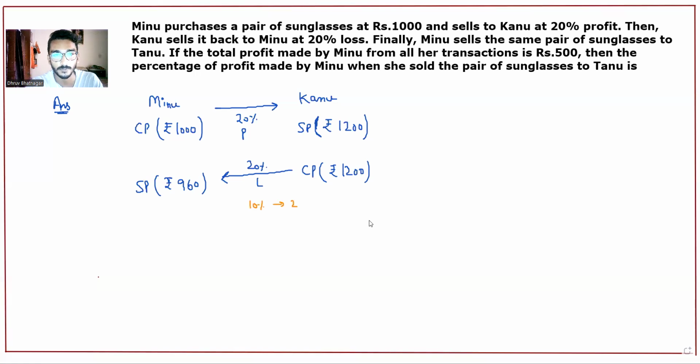10% is 120, 20% is 240. That is how I have thought. And if I subtract 240, it would be 960. So this is the buying price for Minu.